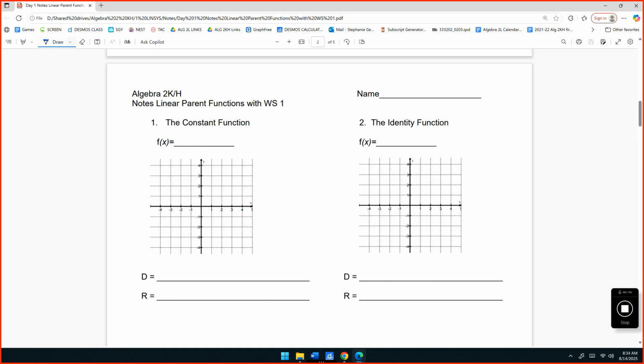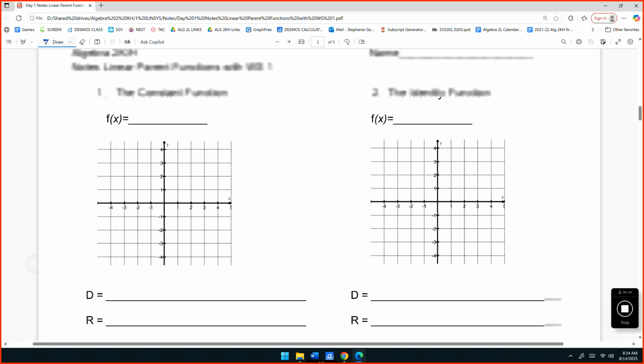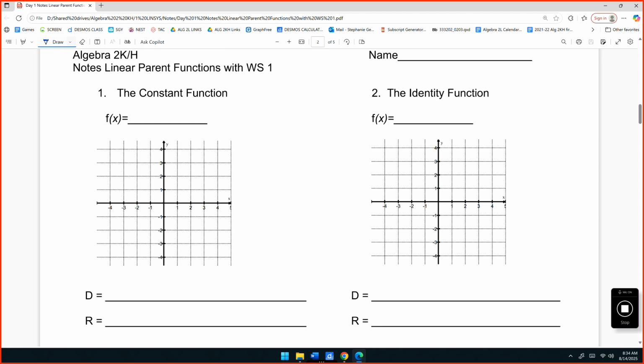Okay, so we're going to start with just a couple of the basic functions. Every time we start a function, we start with the parent. This first one isn't really the parent, but it is a special function. It's called a constant function. That is where f of x or y equals some constant, c.